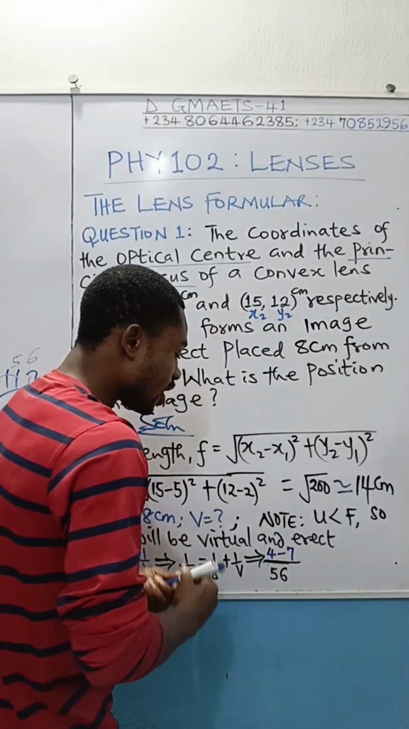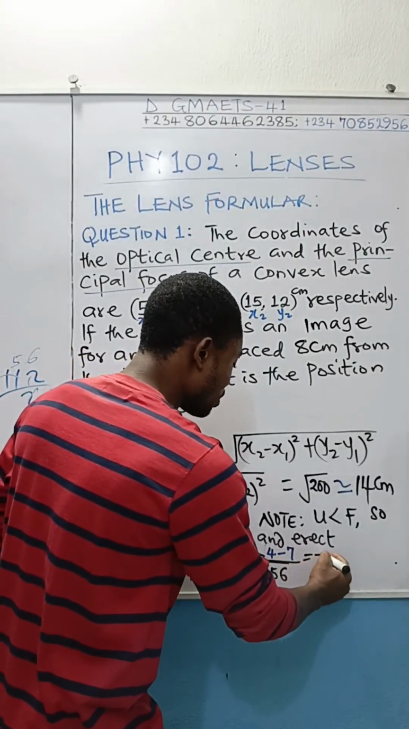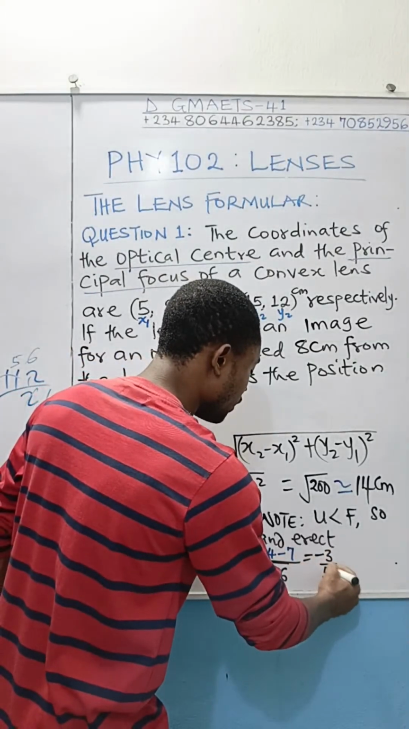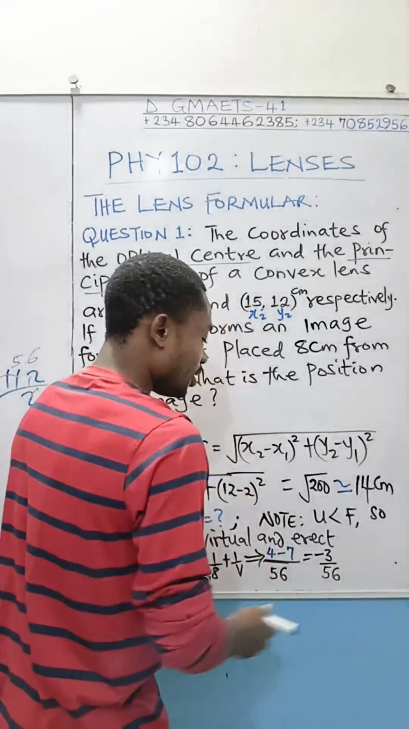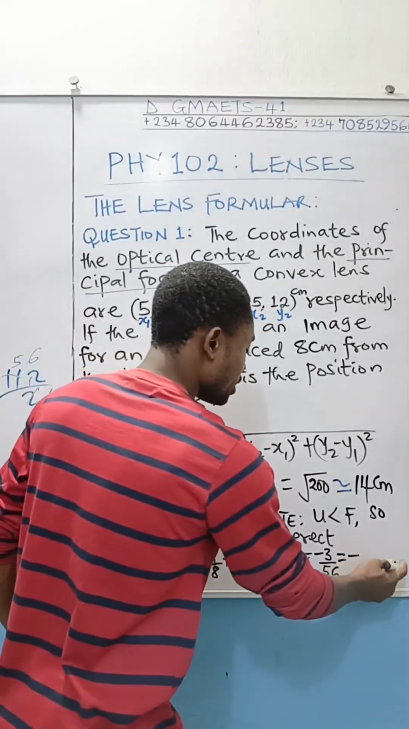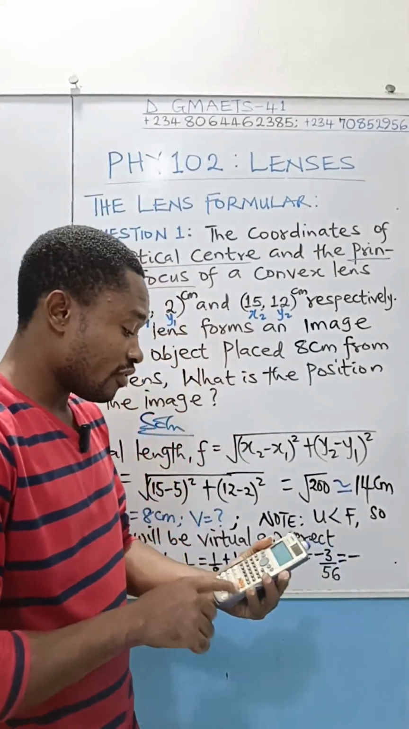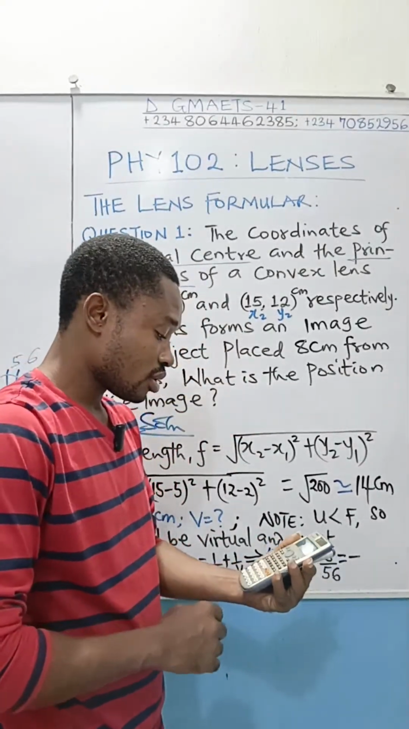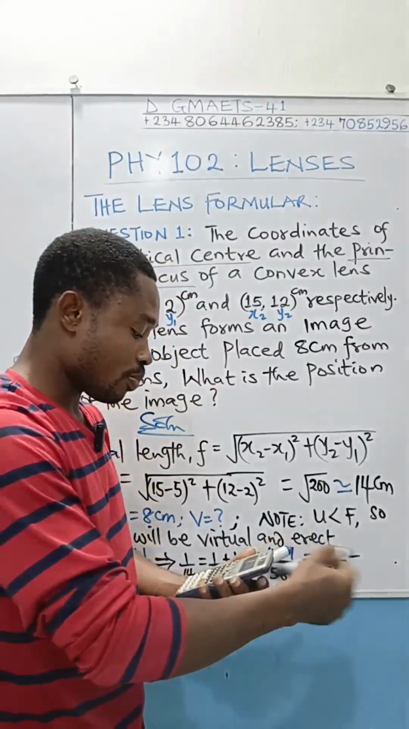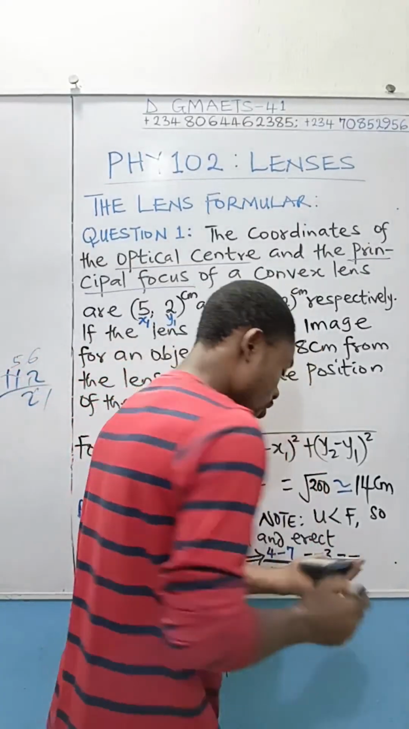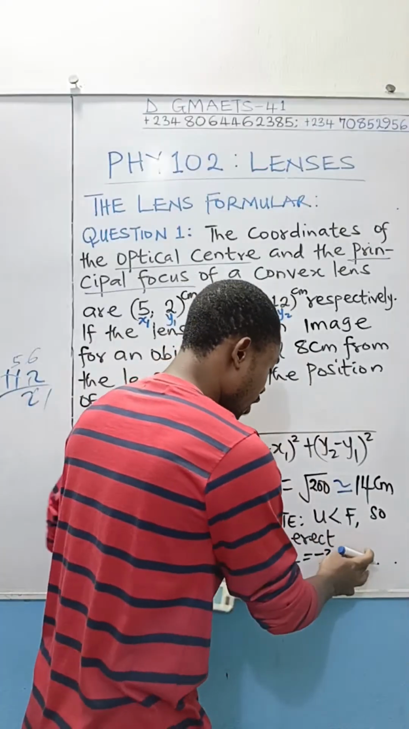So you observe that this gave us minus 3 over 56. So the image position is minus 3 over 56. Let's divide this and see. 3 divided by 56 gives 0.05, so minus 0.05.